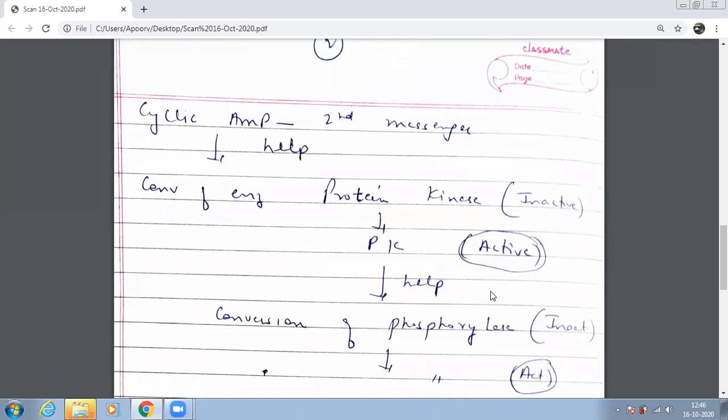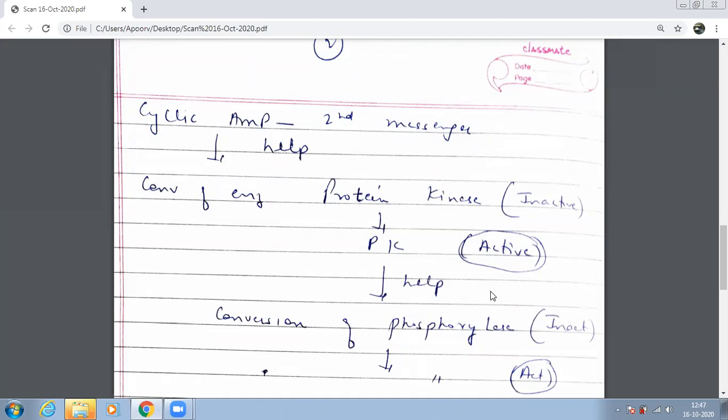And because of which, what was released, the second messenger? Cyclic AMP. Yes. Cyclic AMP will also make an inactive enzyme convert into an active enzyme. Which inactive enzyme? Protein kinase. So this protein kinase will also become active. Now we are going to call it PK active. PK active means protein kinase active.